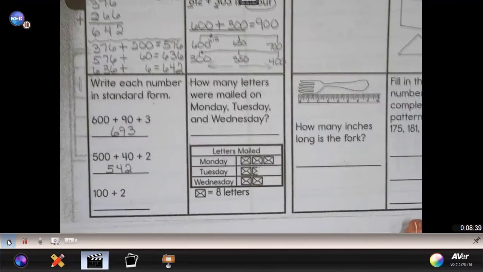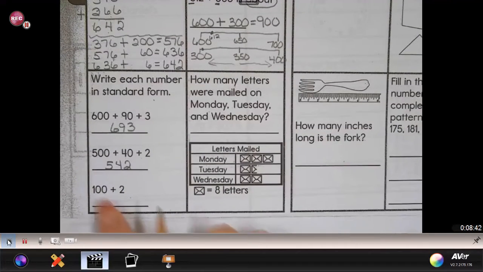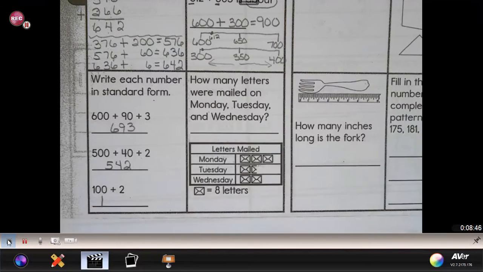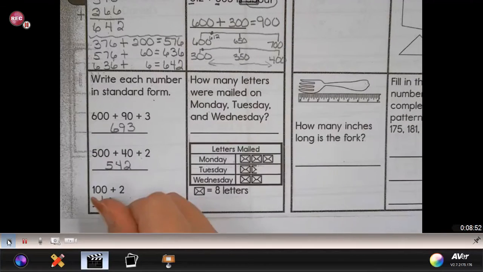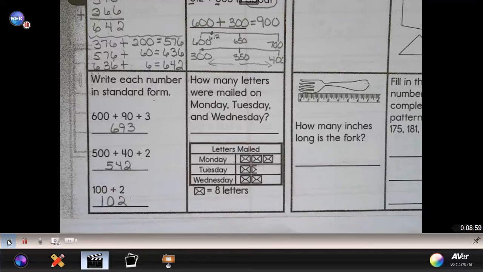And finally, be very careful with this one. We have our hundreds place, so we're going to put a digit 1 in the hundreds. But if you notice, there aren't any tens. So we are going to represent those tens with a 0. And we have 2 ones. So when we say this number, we say 102.